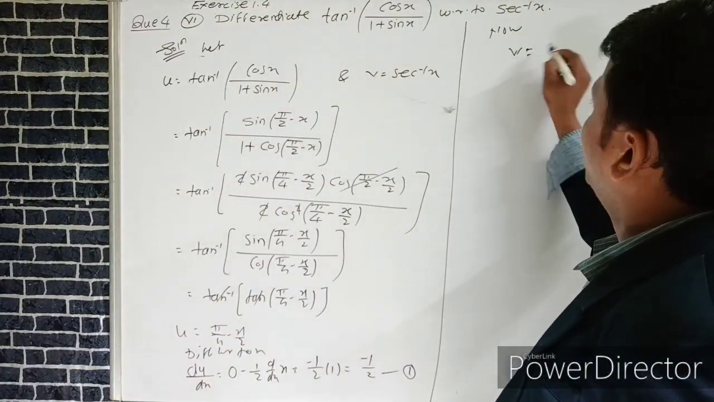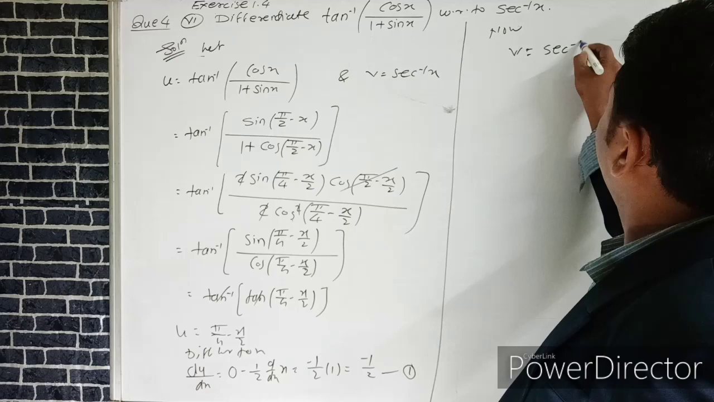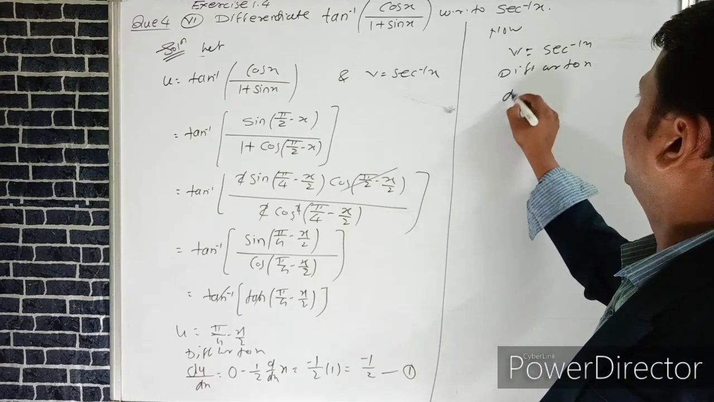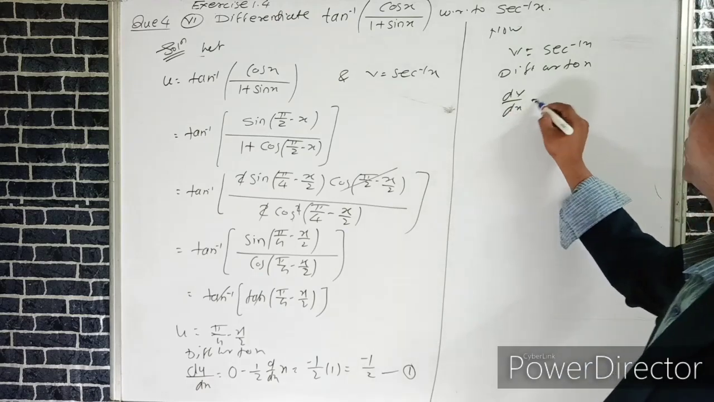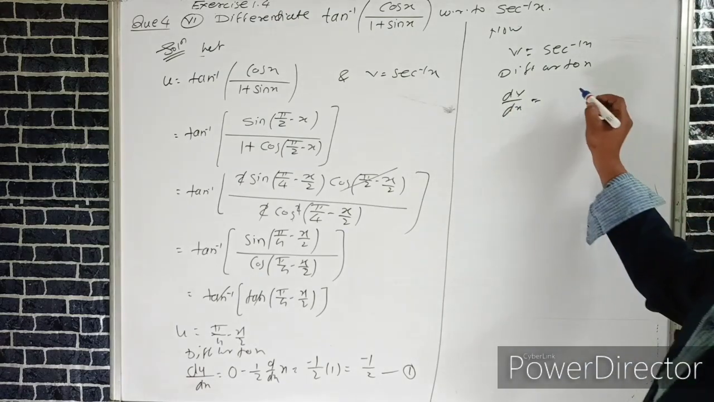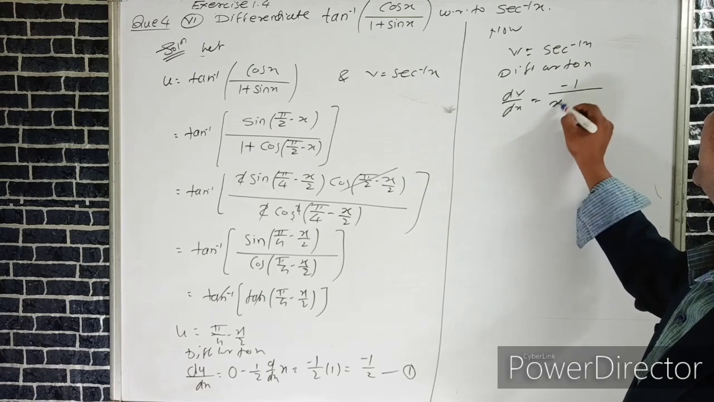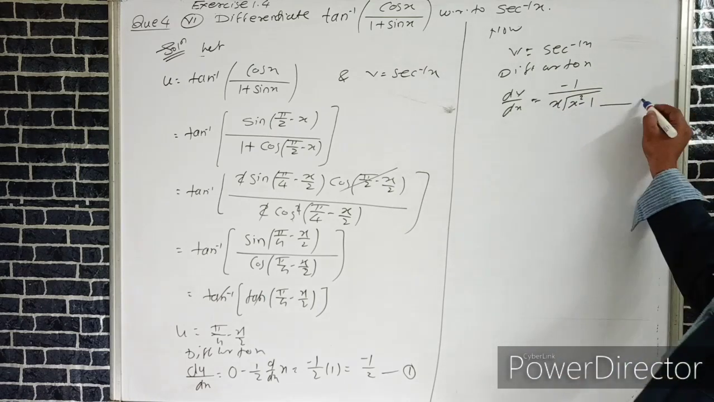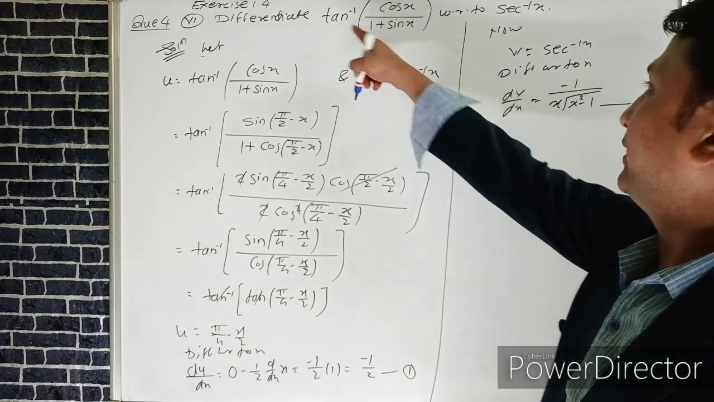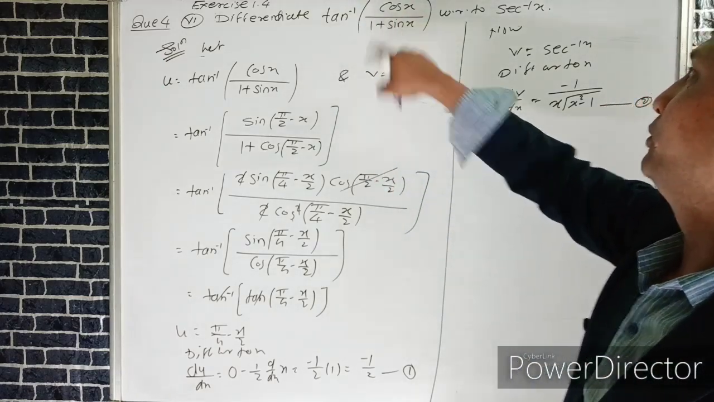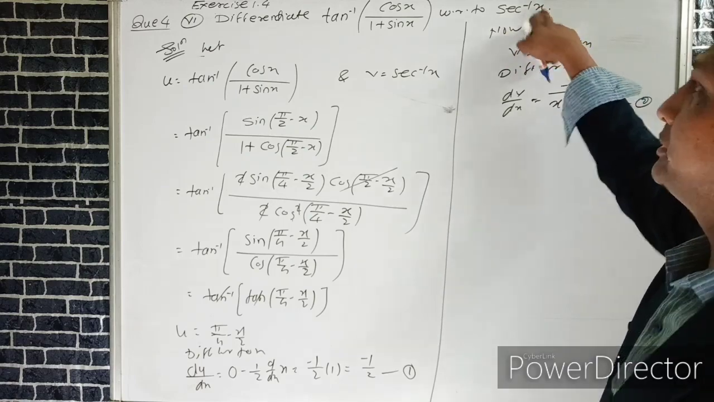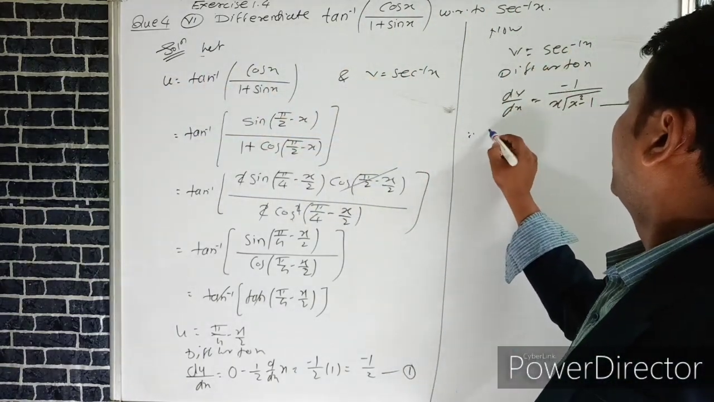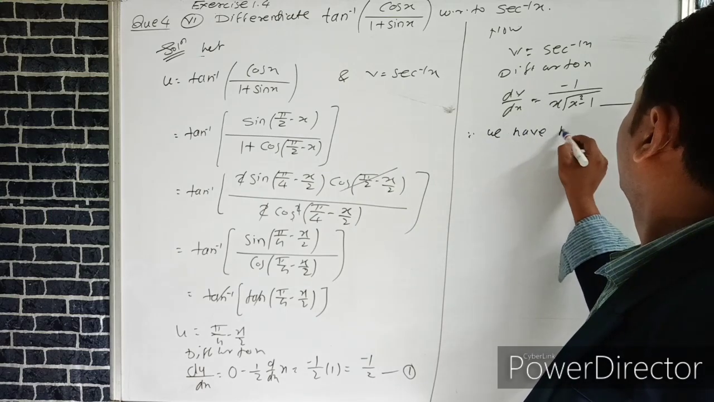is equal to sec inverse x. If we differentiate with respect to x, then we can write dv upon dx is equal to the derivative of sec inverse x, which is minus 1 upon x under root of x square minus 1, which is number 2. But we have to find the derivative of tan inverse of cos x upon 1 plus sin x with respect to sec inverse x. That is, we have to find the derivative of u with respect to v.